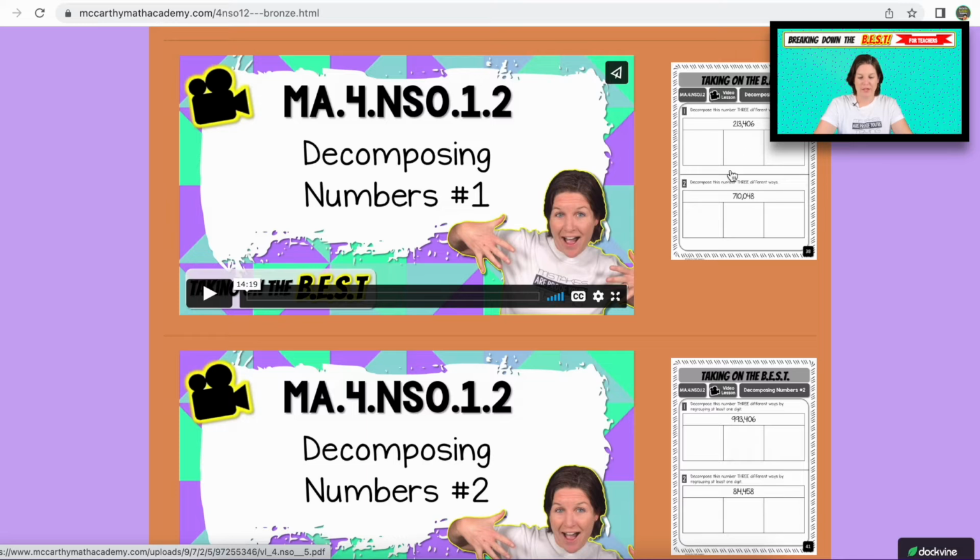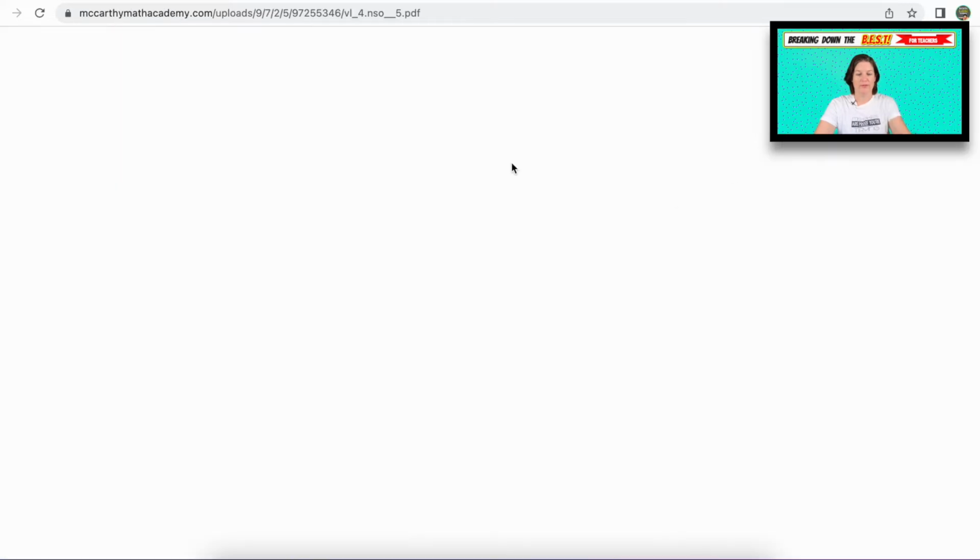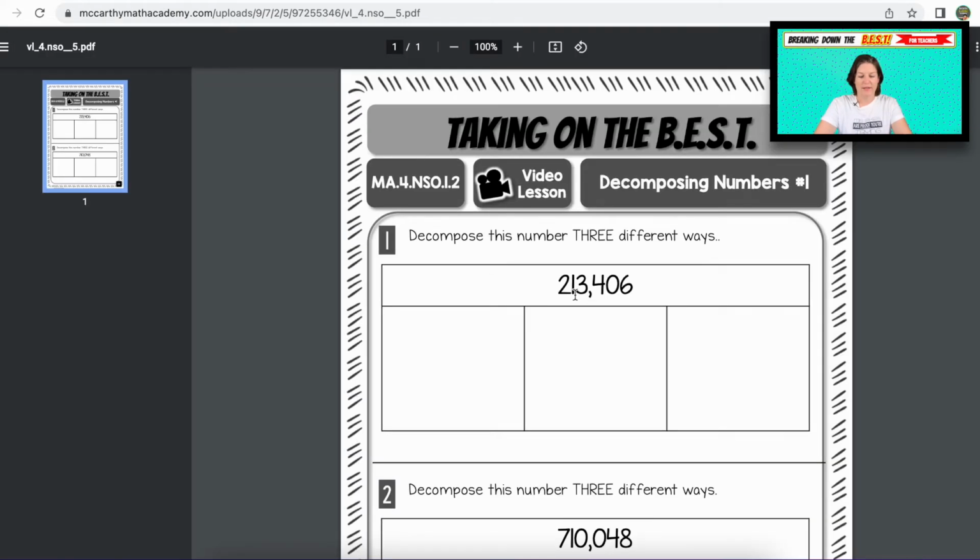The first video practices decomposing numbers without regrouping. So for instance, saying maybe it's 21 10,000s plus 34 hundreds plus 6 ones. I'm not sure of the exact way that I chose to decompose these numbers for this one, but that's what this one is.